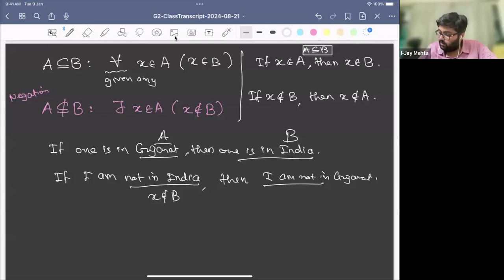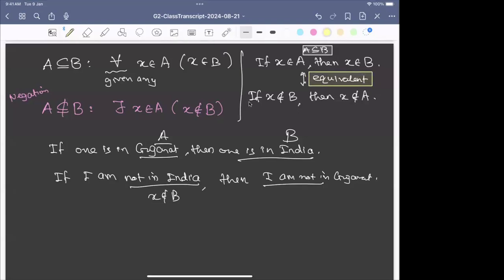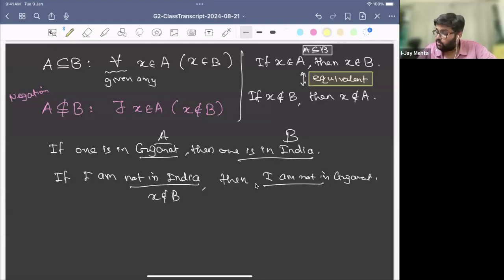Do you know what is equivalent? Yes, sir. What is equivalent? What does it mean? Both sides are true. If one is true, then the other also is true. So we want to show that they are equivalent. Okay. Yes, Advait.